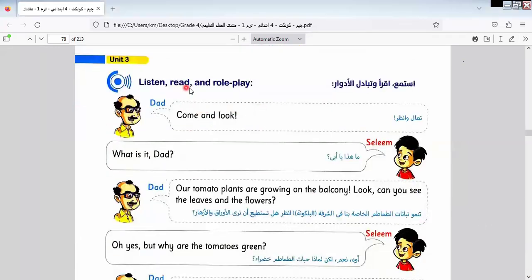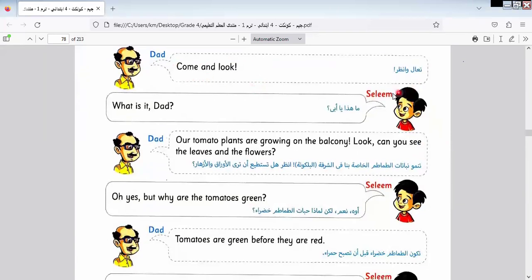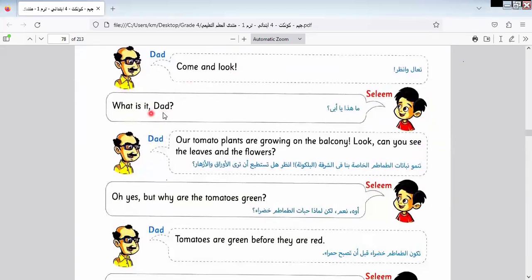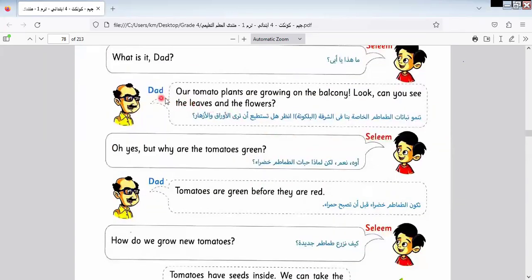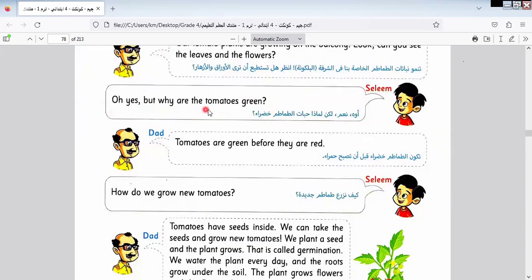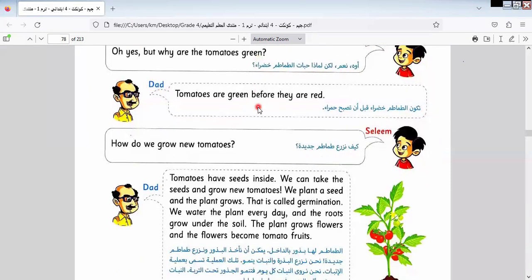Here we have listen, read, and role play. Okay, Dad and Slim. Dad, come and look. What is it, Dad? Dad, our tomato plants are growing on the balcony. Look. Can you see the leaves and flowers? Oh yes, but why are the tomatoes green? So Slim asks his father why the tomatoes are green.